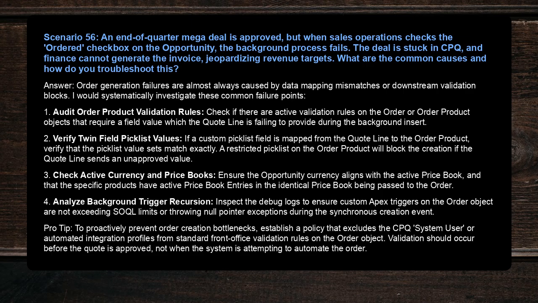A restricted picklist on the order product will block the creation if the quote line sends an unapproved value. 3. Check active currency and price books. Ensure the opportunity currency aligns with the active price book, and that the specific products have active price book entries in the identical price book being passed to the order.